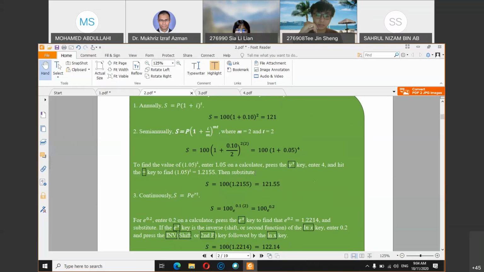Continuously, we use the formula 100 e to the power of 0.1 times 2, so we get 100 e to the power of 0.2. So the answer is 122.14.